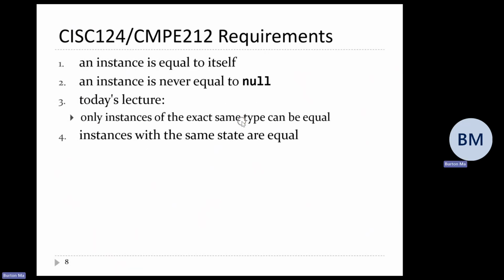For the time being, only objects that have the exact same type can be equal. So only a Point2 object can be equal to another Point2 object. For example, a Point2 object can't be equal to a string, even if the string happens to be the same string that toString returns. And finally, this is the thing we're really interested in: we want 2 objects to be equal if they have the same state. So 2 Point2 objects are equal if they have the same coordinates.